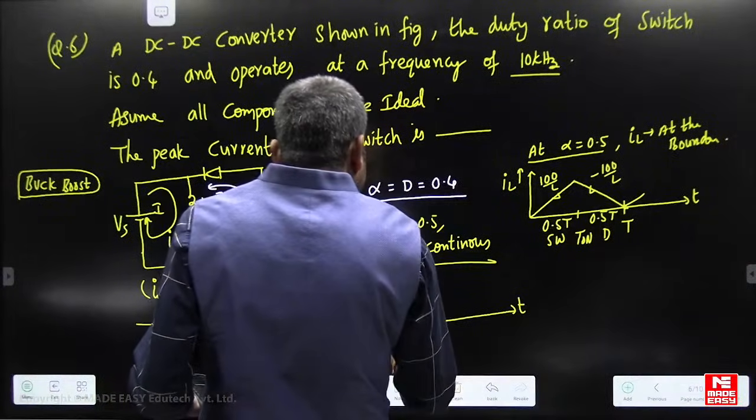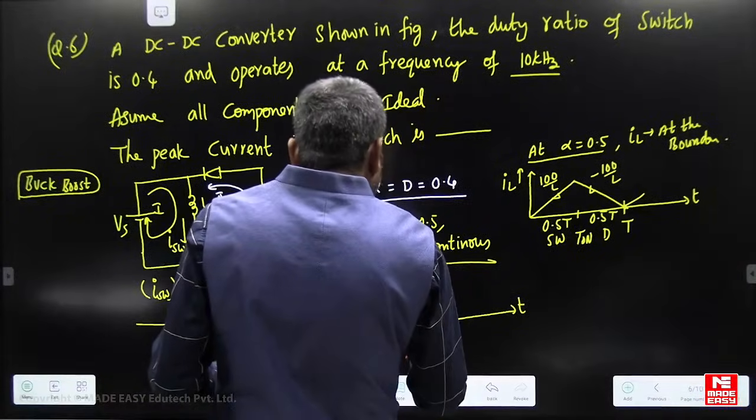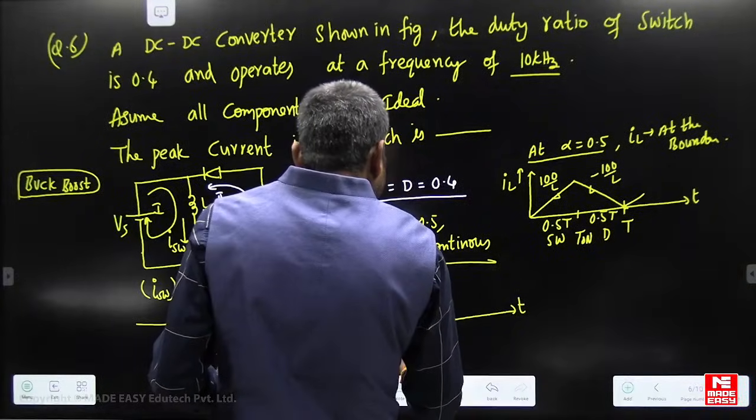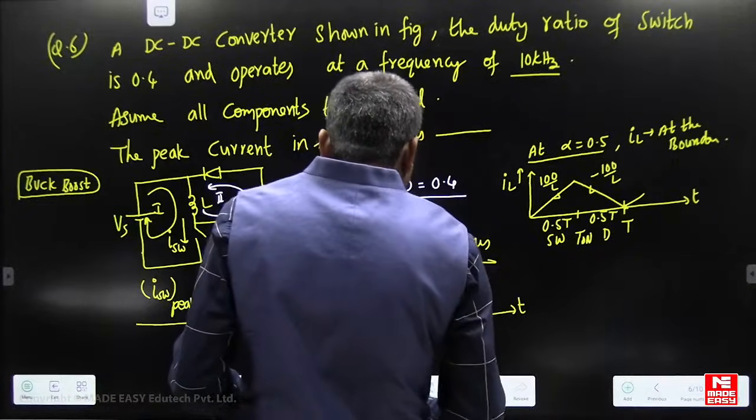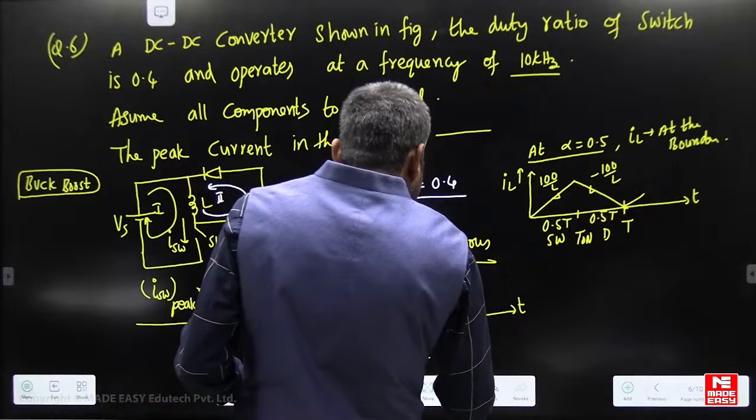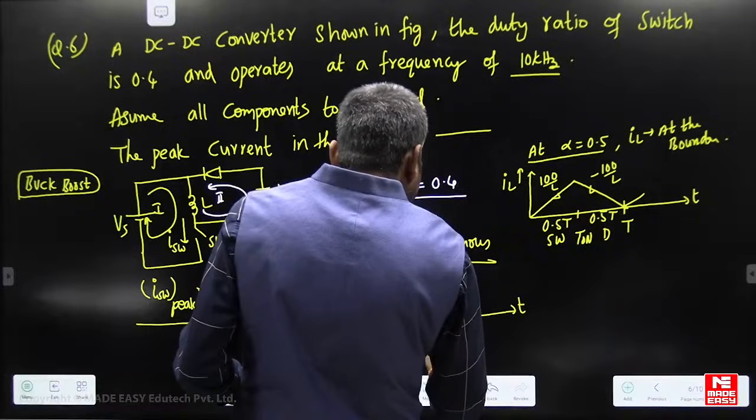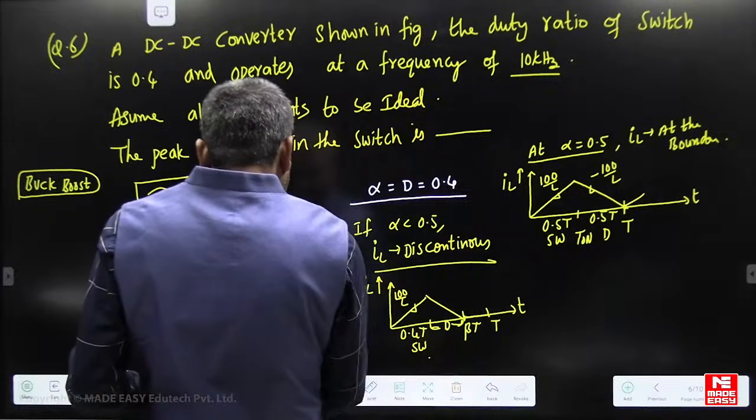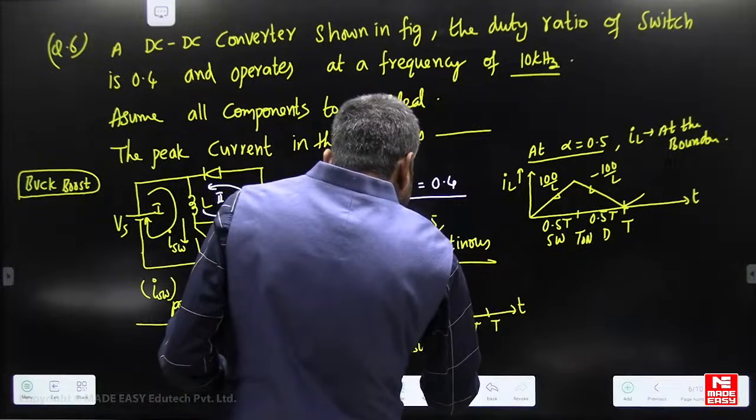When the duty ratio is 0.4, it is linearly rising at a slope of 100 by L, up to 40% of the duty cycle. Then at the same slope it is linearly discharging for another 40%. This is the beta T. Here the switch is on, here the diode is on. Then for the remaining cycle it is discontinuous. Here I want to calculate the peak value of switch current. See, this is the peak value of switch current.